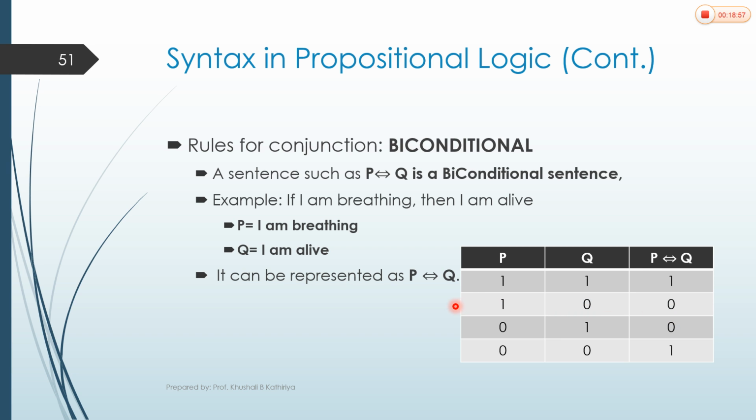This is false, because if I am breathing, then I am alive. So this sentence is false. If I am not breathing, then I am alive. This is a false value, because if I am not breathing, I am not alive. So this is false. If I am not breathing, then I am not alive. So this is true, because if I am not breathing, I am also not alive. So this is true. So this is the truth table for the biconditional sentence.